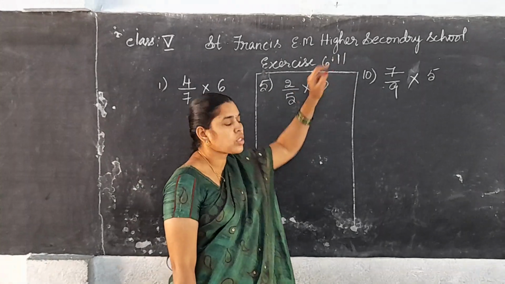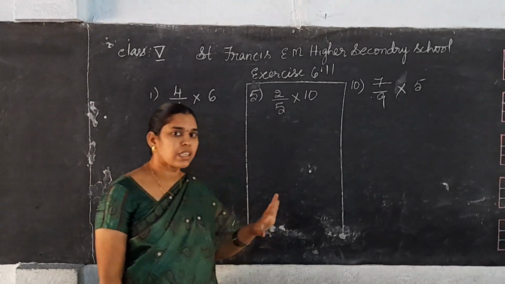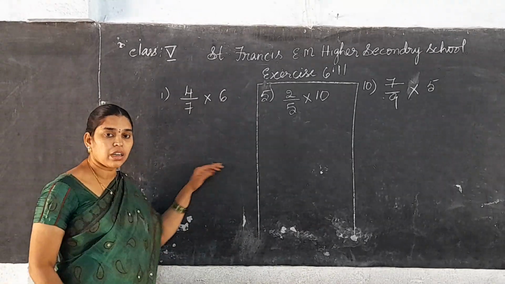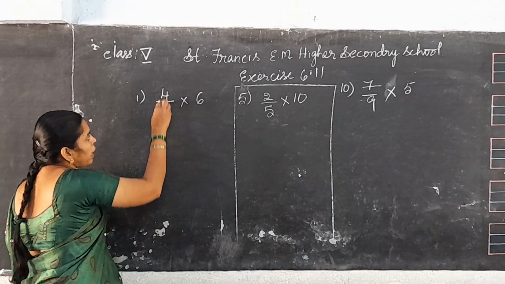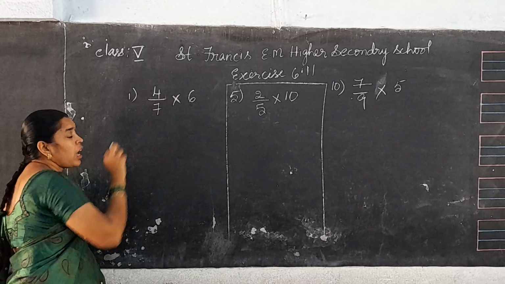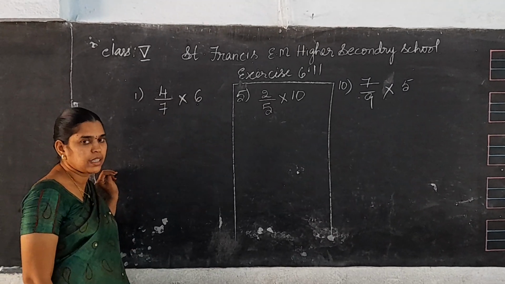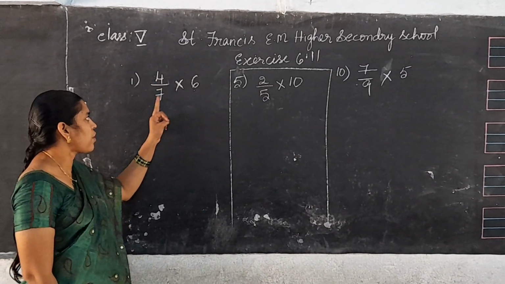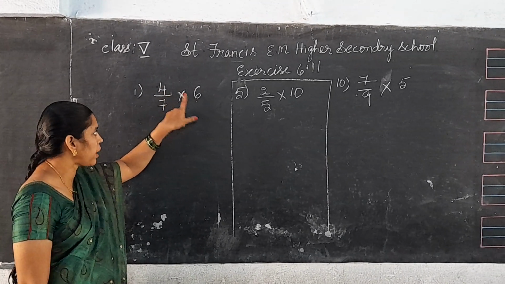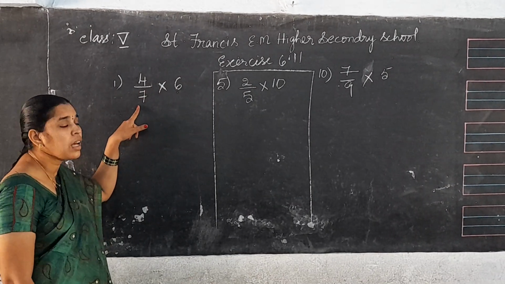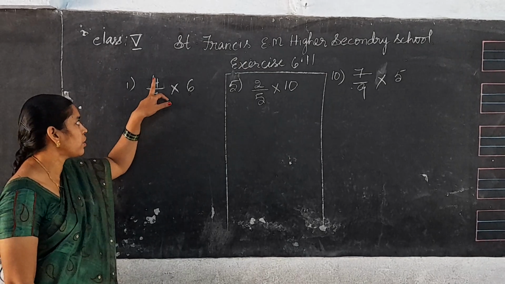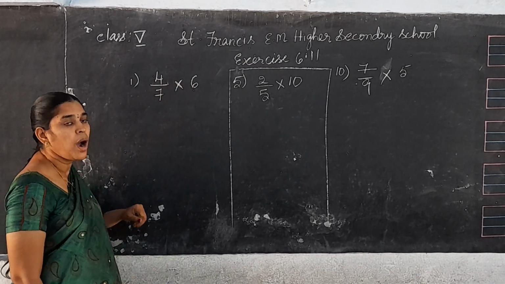Exercise 11. Total 20 sums are there. Very easy. Practice it. First you listen carefully. And the shortcut method also I will explain. See, 4 by 7 into 6. Here this is a fraction and this is a whole number. Third one I explained. Okay. So 4 by 7 into 6. So this is the numerator. You should multiply by the whole number and write the same denominator. The denominator remains the same. Numerator into whole number you should do multiplication.